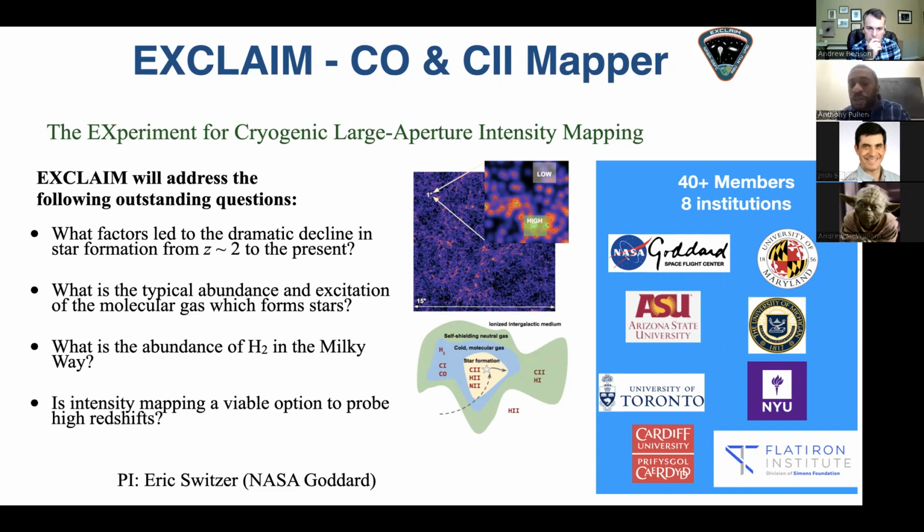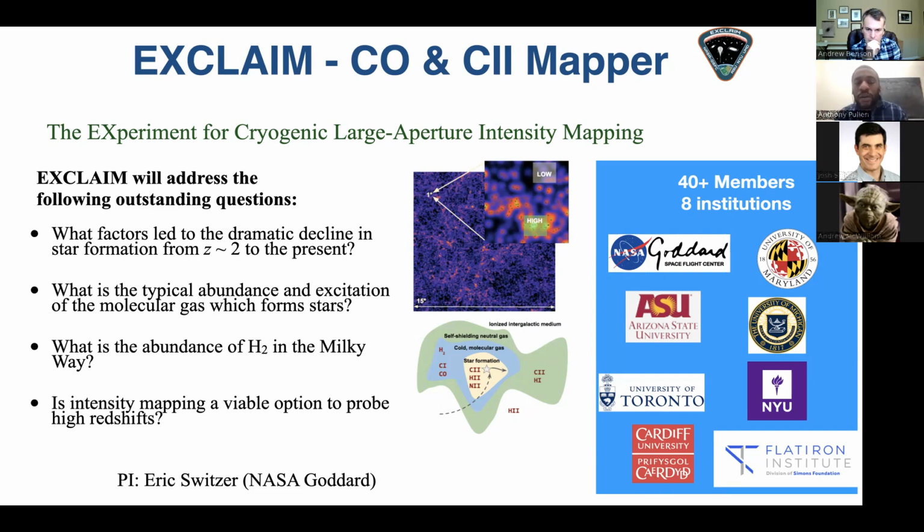EXCLAIM is a collaboration with over 40 members, spanning 8 institutions. Some questions we want to answer: we want to be able to track star formation, particularly around redshift 2 to 3, where star formation begins to decrease at later times, even though clustering continues increasing.